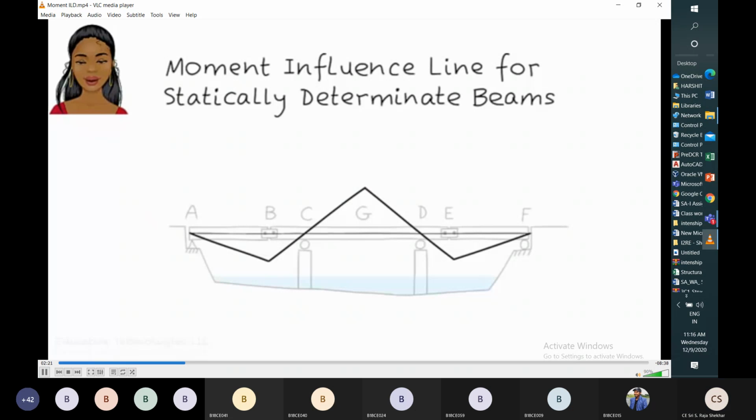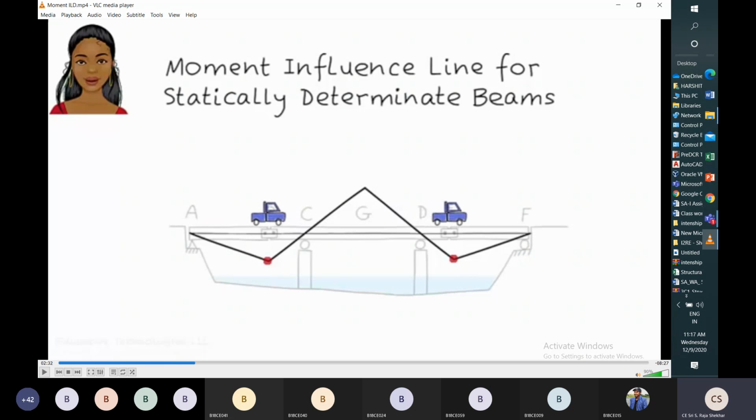When the unit point, that is the vehicle, is at the G location, maximum positive bending moment takes place. Maximum negative values will take place when one vehicle is at the B location and one vehicle is at the E location. So by considering one vehicle in this location and another vehicle in this location, we can calculate the maximum negative bending moment at G.